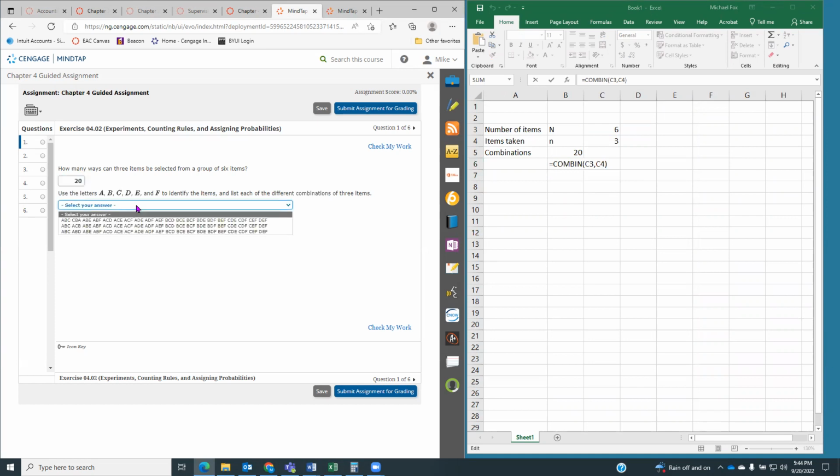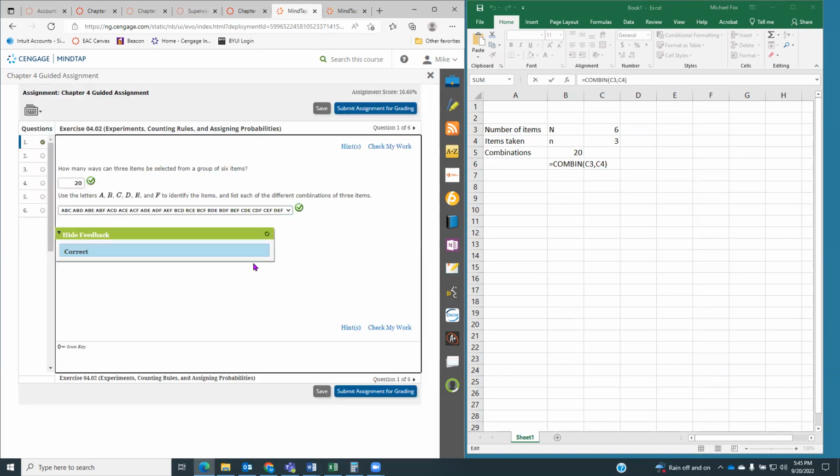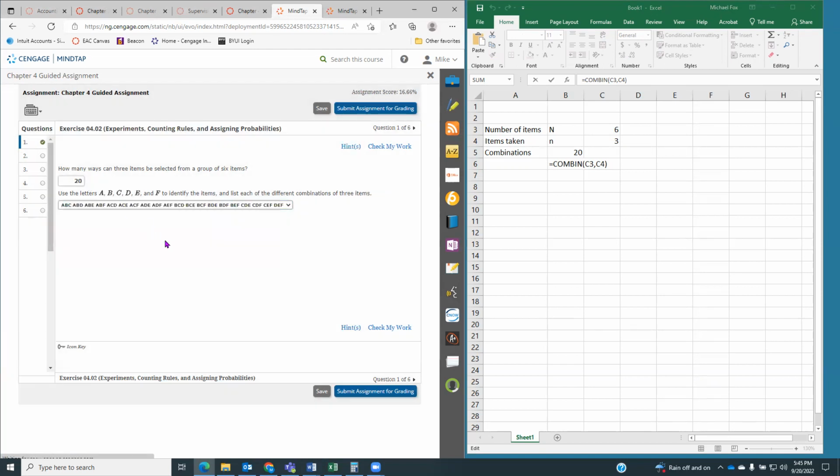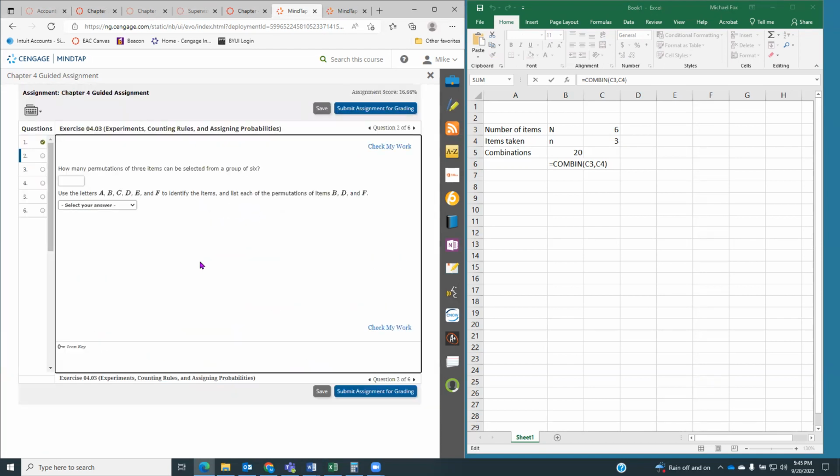Okay, and then it tells us to use the letters A, B, C, D, E, and F to identify the items in the list of the different combinations. So in essence, we could take ABC, ABD, ABE, ABF, ACD, ACE, ACF, etc. So this is going to be our correct one. We'll check our work and make sure we're good, and we are. So that's combinations. The second problem is going to do permutations.